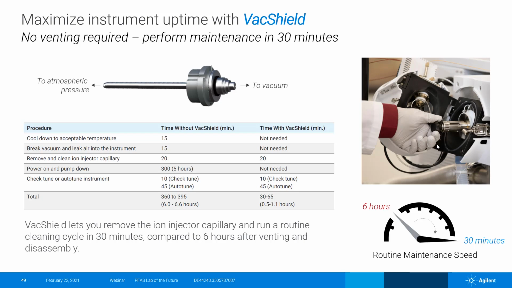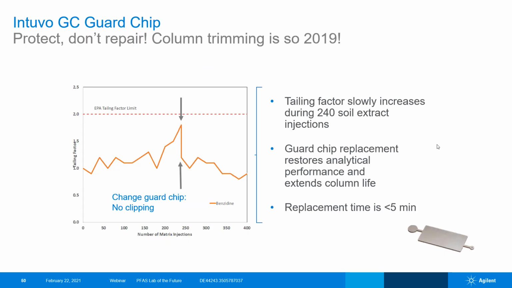Just to save that amount of time and billable samples that you can run. I also mentioned that the GC is important and will become important for PFAS analysis. Here I want to highlight the Intuvo and the guard chip, right? So the guard chip is very critical and proprietary to the Intuvo and doesn't require column trimming.